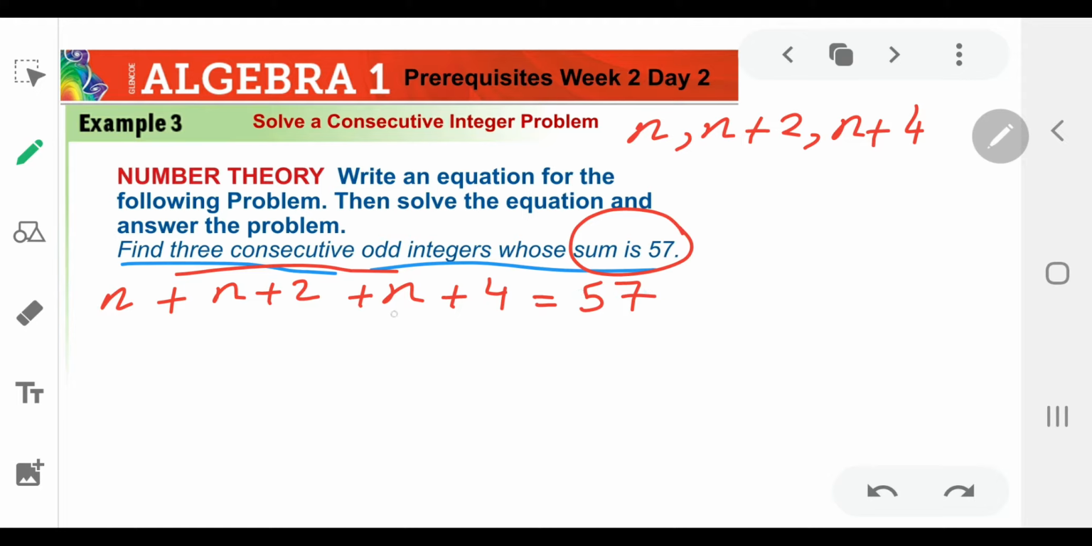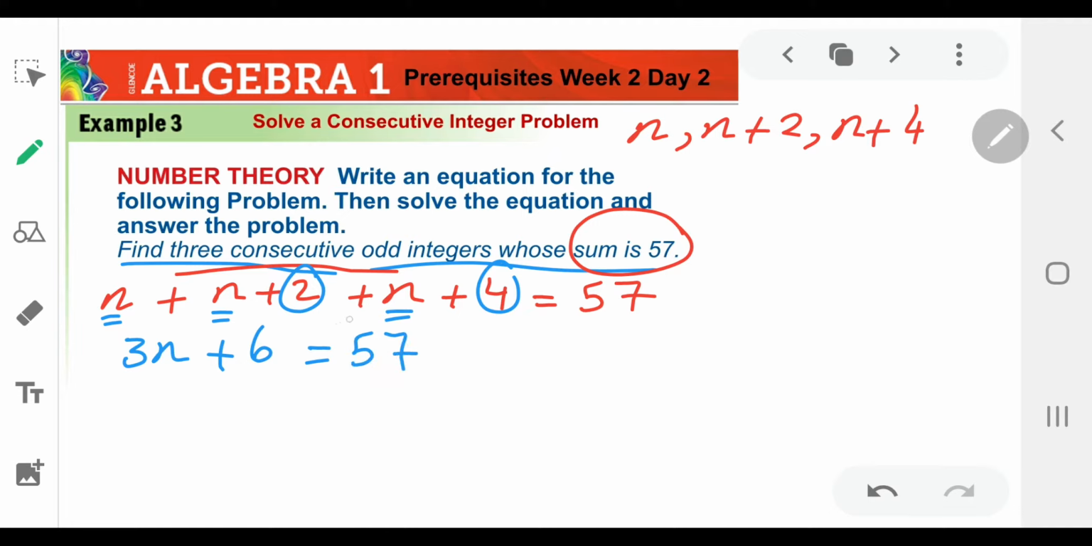What I'm going to do now is adding or combining like terms. I have n plus n, like one apple plus another apple plus the third apple. So I have 3 apples, 3n here. I have 2 numbers, 2 plus 4, which is 6. So it would be simplified into 3n plus 6 is equal to 57.